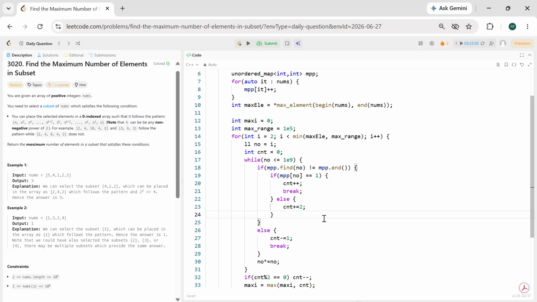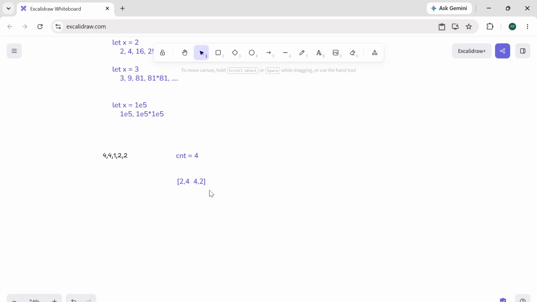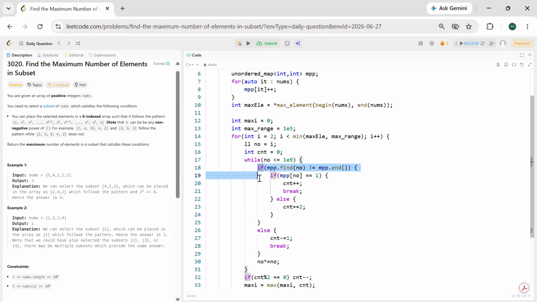Now I am looking for 8. Sorry, not 8. 4 into 4 is 16. So I am looking for 16. Is 16 present or not? No, it is not present. What does it mean? I told you that your array is always of odd length. The final array you are trying to build is always of odd length, right?